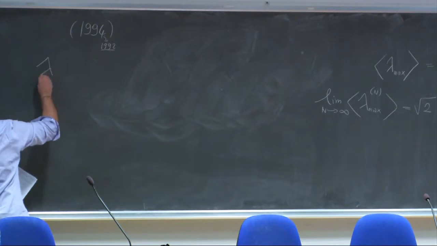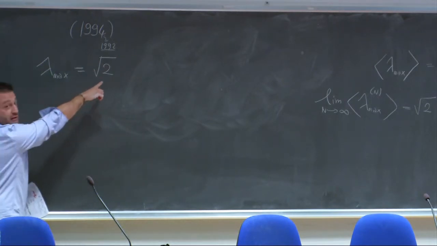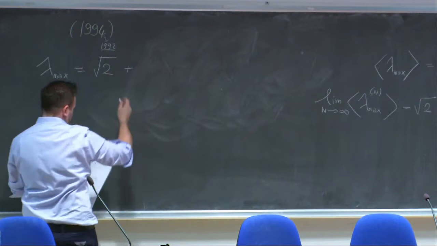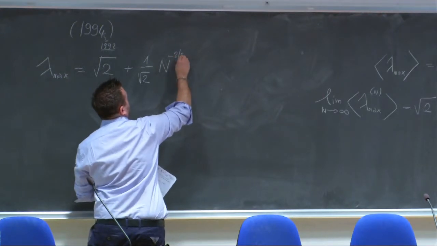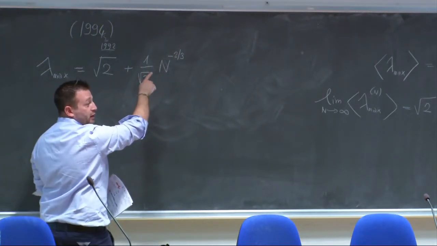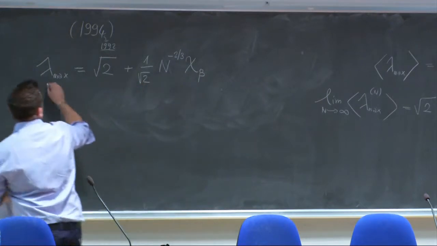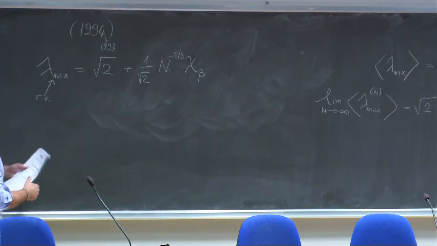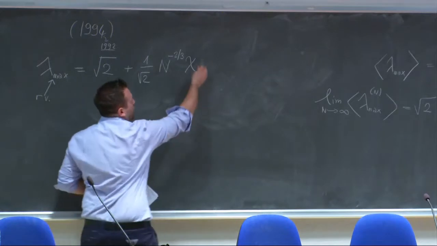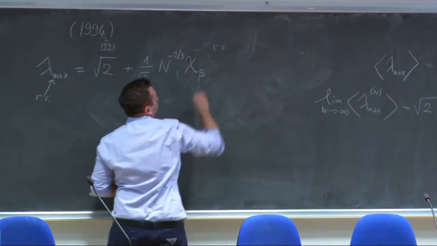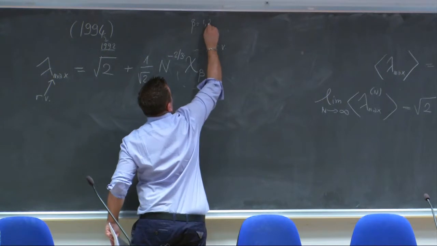So if we write lambda max equal to root 2, which is its average value, plus a correction, which is of order n to the minus 2/3, the same 2/3 that we have seen in the context of Mayes' model, chi of beta. So this is a random variable. We write this random variable as its average or typical value plus a fluctuation times another random variable, chi of beta, where beta can be 1, 2, or 4.